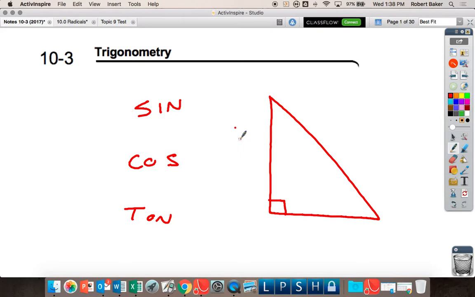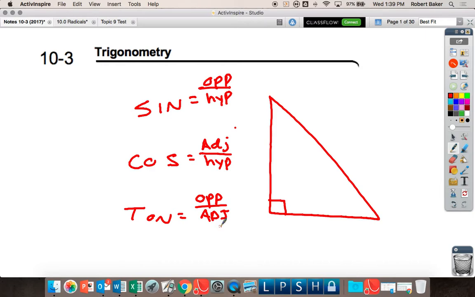So, sine, cosine, and tangent, they're all ratios. Just like we did with cross multiplying, they generate ratios. Sine is the ratio opposite over hypotenuse. Cosine is the ratio adjacent over hypotenuse. And tangent is the ratio opposite over adjacent. That's something that you're just going to have to memorize. So there's three things you have to memorize, and those three things have three parts.